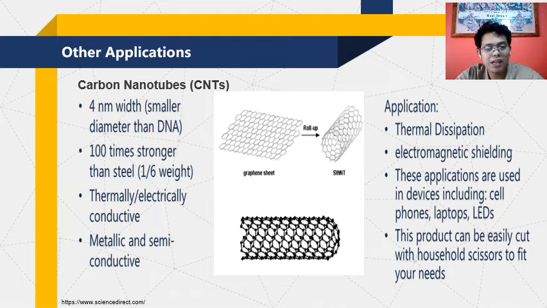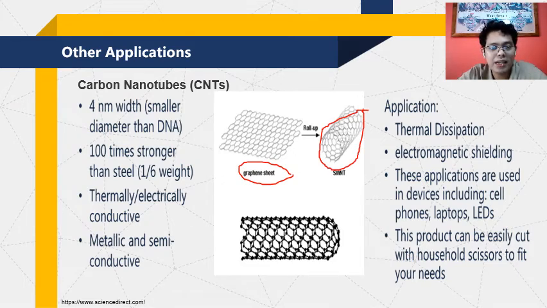And so, as mentioned a while ago, one of the most heavily utilized nanomaterials is carbon nanotubes, and it's a 4 nanometer width nanomaterial which has a smaller diameter than DNA, and it is 100 times stronger than steel, and it's thermally, electrically conductive, and even metallic and semiconductive. So a single walled carbon nanotube is made up of what we call a graphene sheet, while rolled up is a multi-walled carbon nanotube.